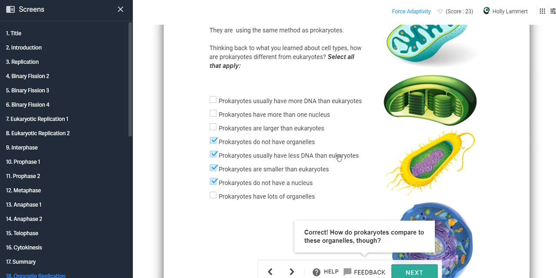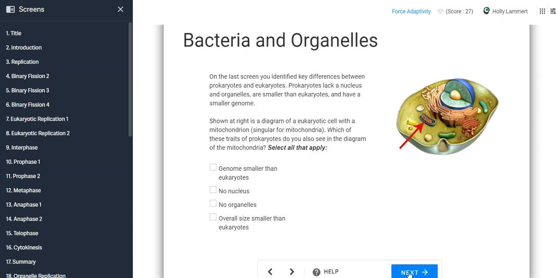Okay, generally simpler organisms have less DNA. So there are 4 options.